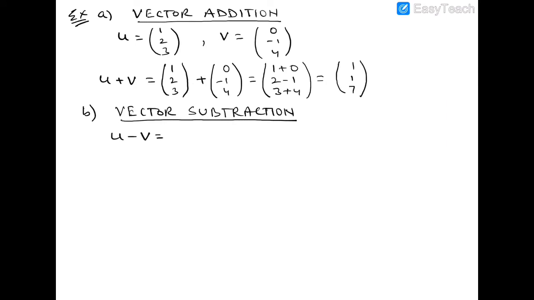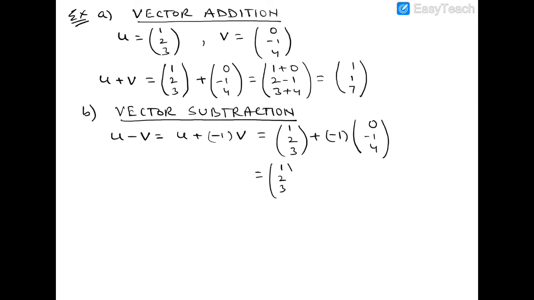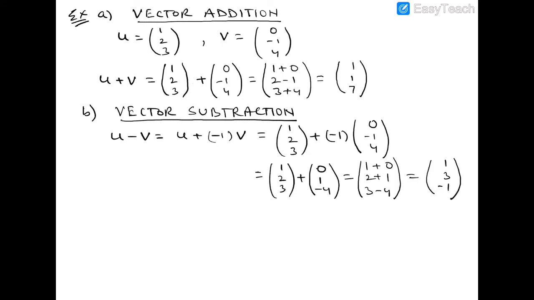Now let's subtract V from U, and we will get U minus V. And U minus V can be written as U plus minus 1 times V. That is (1, 2, 3) plus minus 1 times (0, minus 1, 4). And (1, 2, 3) plus, after multiplying minus 1, we will get (0, 1, minus 4). And now add corresponding terms, and we will get 1 plus 0, 2 plus 1, 3 minus 4, and we will get (1, 3, minus 1).